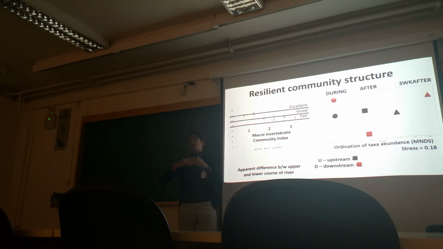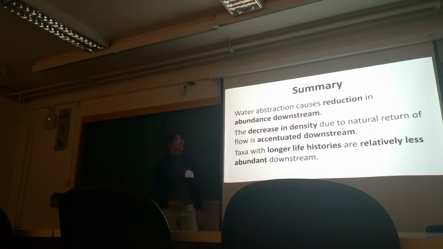This is less so upstream and downstream. Due to water abstraction, there is no change in community structure, seen both by ordination and univariate graphs. In summary, I explained that the abundance downstream decreases due to water abstraction, and that there is a decrease in density due to natural flow influx of water, which is just accentuated by water abstraction.